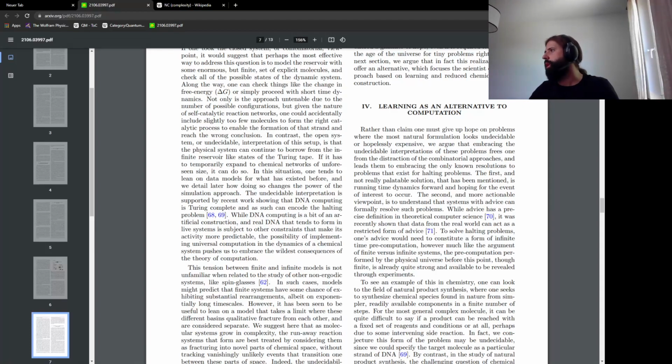Learning as an alternative to computation. Rather than claim one must give up hope on problems where the most natural formulation looks undecidable or hopelessly expensive, we argue that embracing the undecidable interpretations of these problems frees one from the destruction of the combinatorial approaches and leads them to embracing the only known resolutions to problems that exist for halting problems. The first and not really palatable solution that has been mentioned is running time dynamics forward and hoping for the event of interest to occur. The second and more actionable viewpoint is to understand that systems with advice can formally resolve such problems.